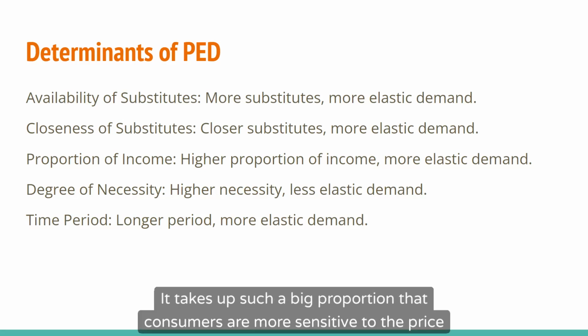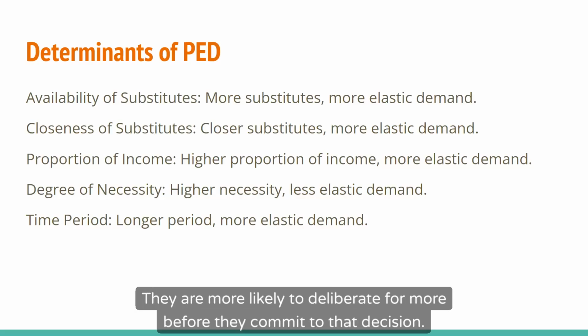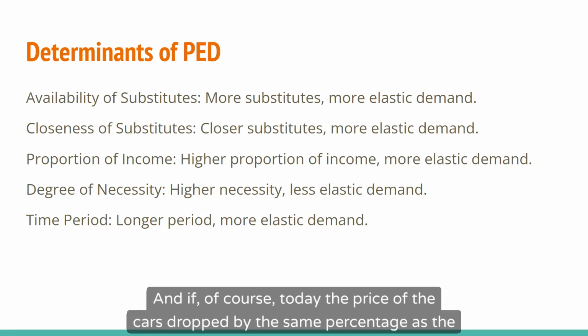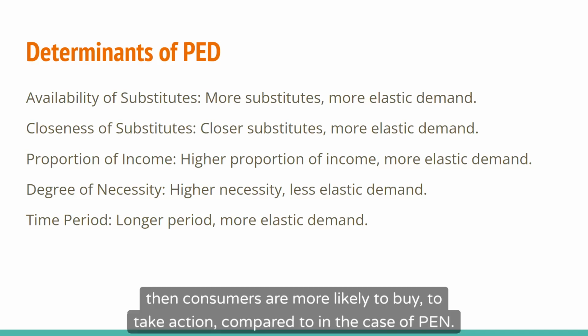It takes up such a big proportion that consumers are more sensitive to the price changes. So they are more likely to think longer. They are more likely to deliberate more before they commit to that decision, right? And if, of course, today the price of the cars drops by the same percentage as the pen, then consumers are more likely to buy, to take action compared to in the case of the pen, right?